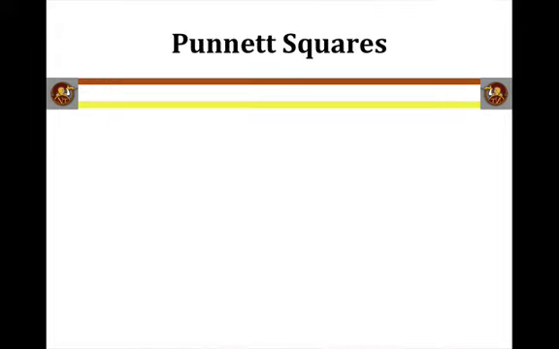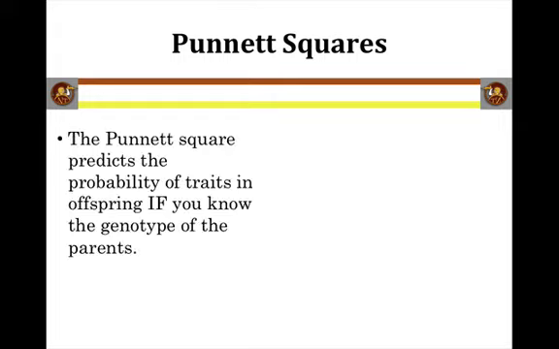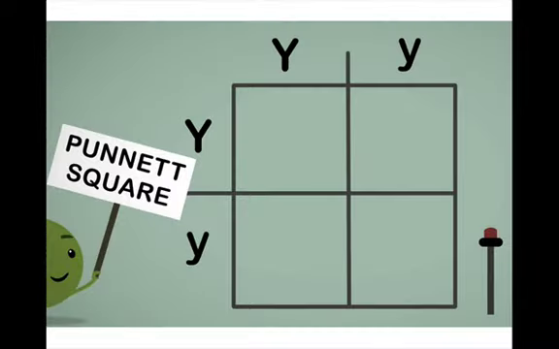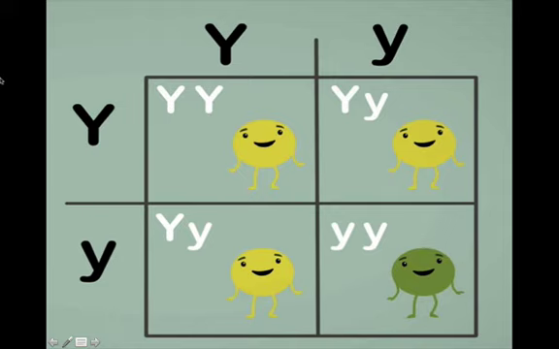Last but not least, Punnett squares. We're going to be doing those in class in the next day or 2. A Punnett square predicts the probability of traits in offspring only if you know the genotype of the parents, the genotype being the letters we assign to the traits. So as I showed us in the video, this is our Punnett square. Mom would go on the top, and dad goes on the bottom. And we put mom's alleles up here, and we put dad's alleles over here. We bring them together, and this is what we would get.